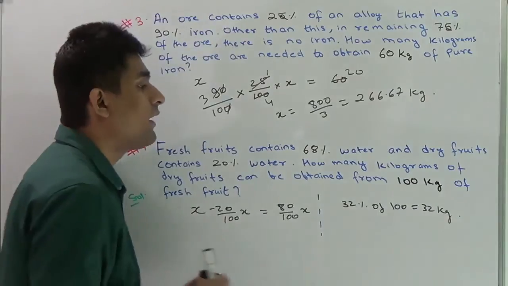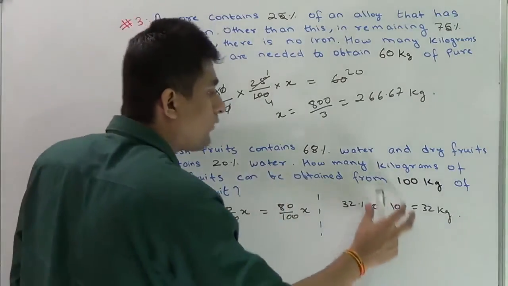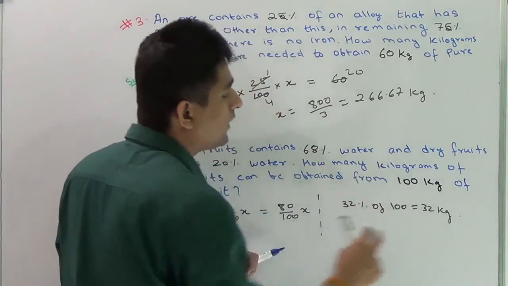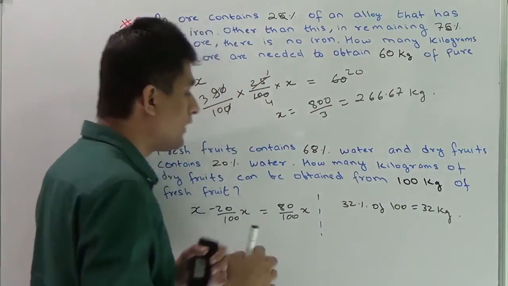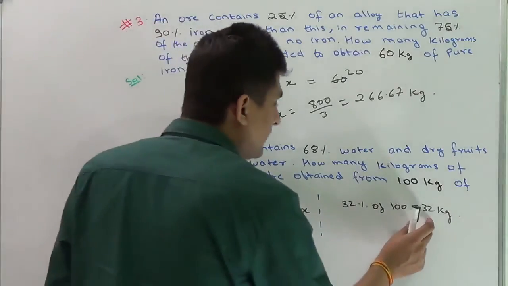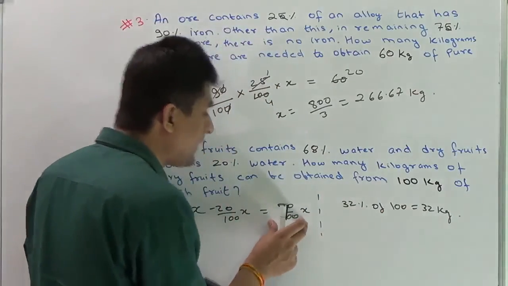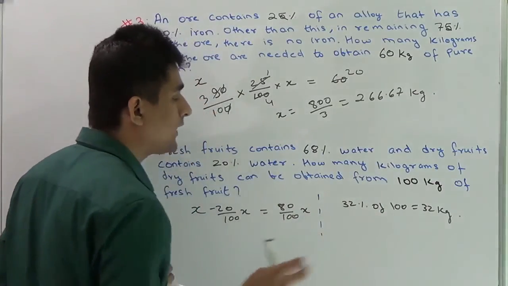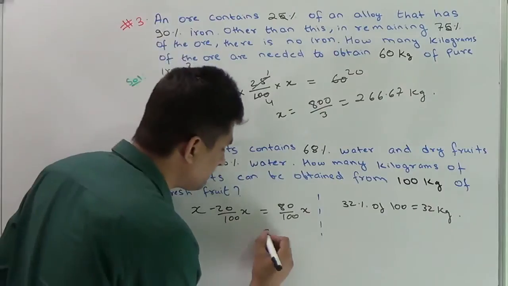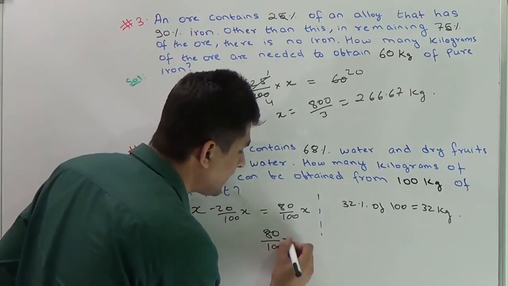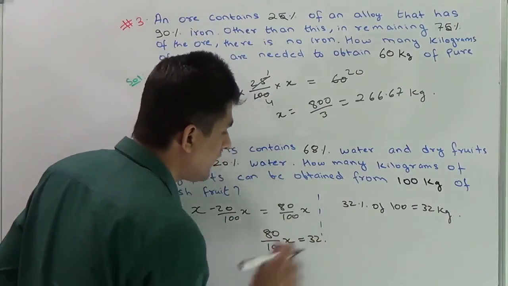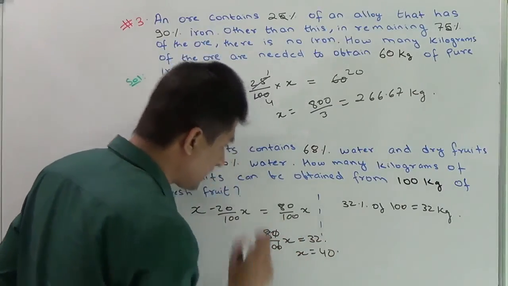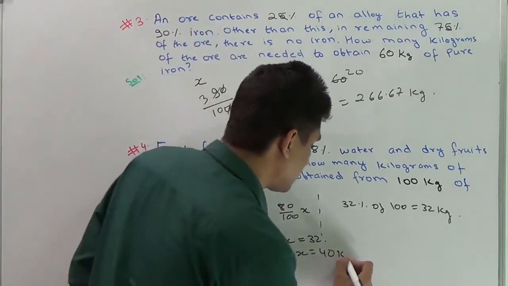which does not contain any water. And I can simply say, if fresh fruit is used for making dry fruit, the quantity of raw material will be equal. So 32 kg will be equal to 80 by 100 of x. Because they both are raw material without any water, this should be equated. So I am equating this: 80 by 100 of x is equal to 32, and if I solve this, I'll get x equal to 40, which is 40 kg.